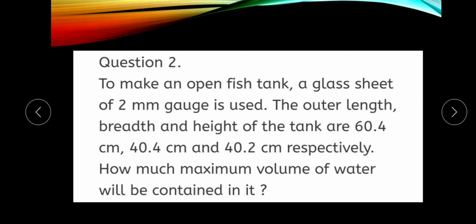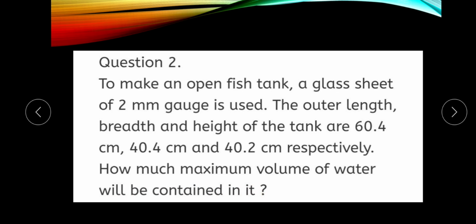Second question. To make an open fish tank, a glass sheet of 2 millimeter gauge is used. The outer length, breadth and height of the tank are 60.4 centimeter, 40.4 centimeter and 40.2 centimeter respectively. How much maximum volume of water will be contained in it?